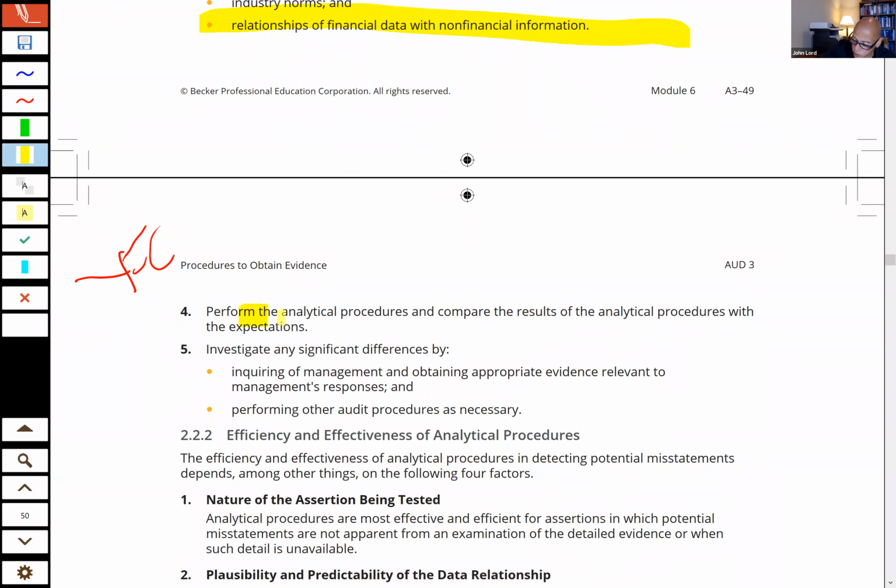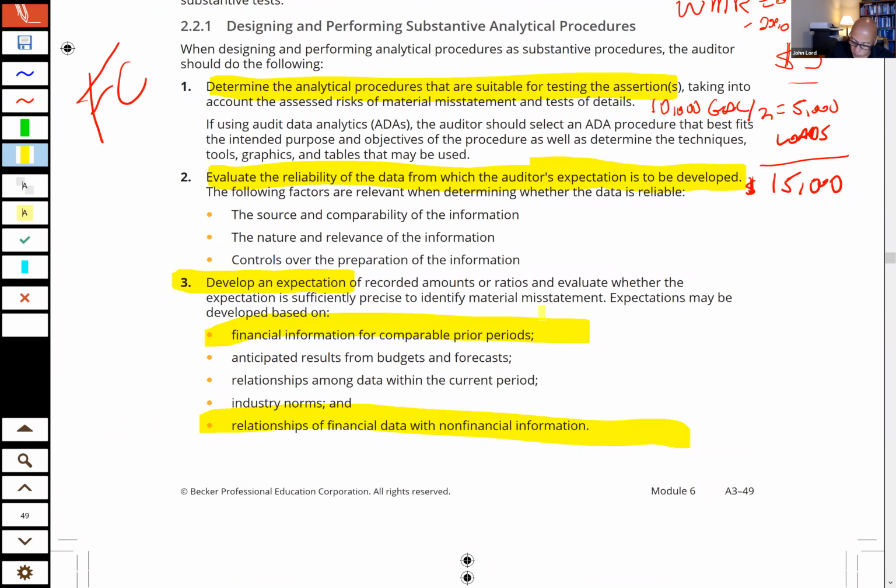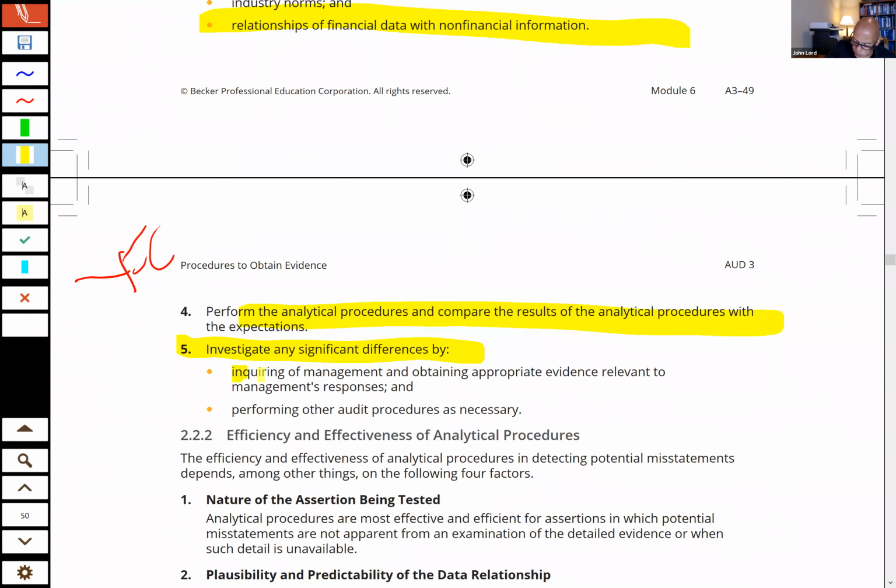Perform the analytic procedure and compare with the results. Okay, 15,000 is our projection. They're at 17,000. We're done. 15,000 was our expectation. They were at whatever I said up there, 23,000, whatever our second example was. So what do we do? We sit here and we inquire of management. So they said to us, well, you got to get the trucking bill in there. And then we do what? We perform other audit procedures as necessary. Now we start getting what? Now we start getting some of the trucking bills and that kind of stuff. Okay. All right, good. So flashcard those steps.